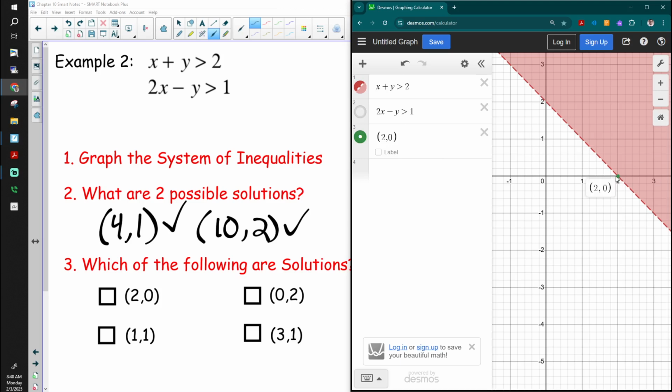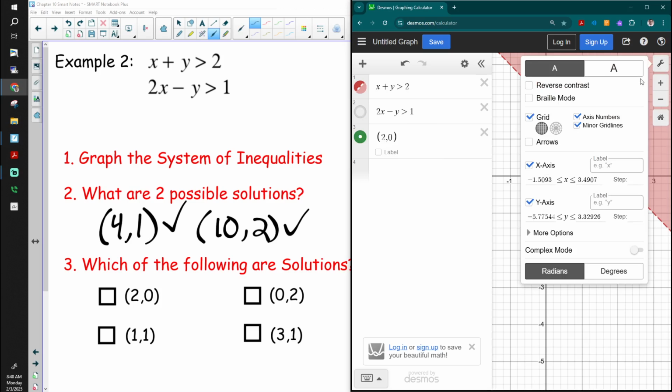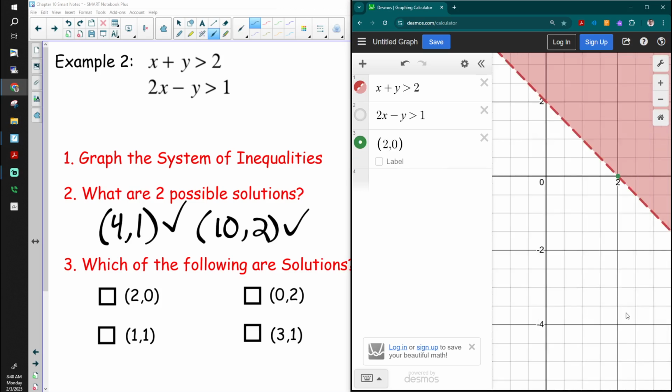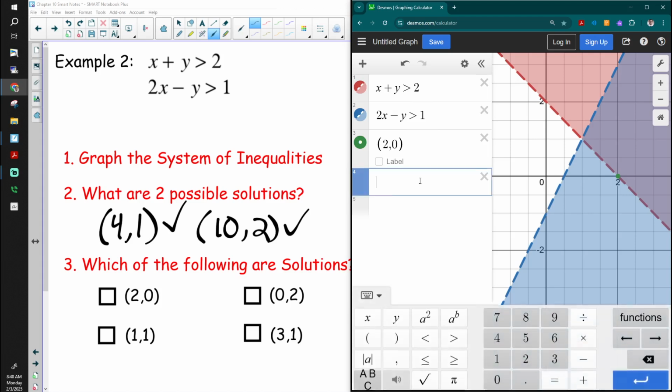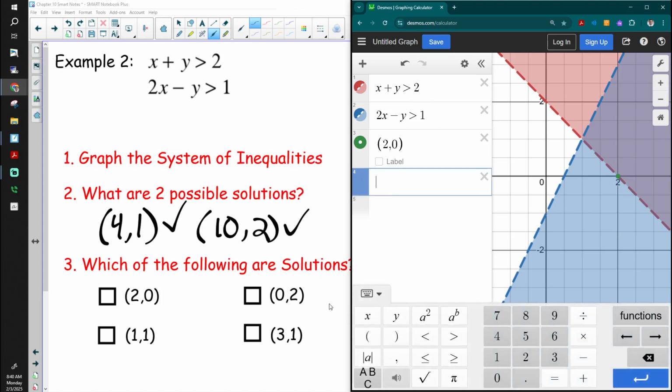Does this count as being in the red? Does being on a dotted line count? It actually does not. Being on a dotted line doesn't count as touching the color. If that red line was a solid line, it would count. But this does not count as being on red, so is this a solution? No. Let's try 0, 2.